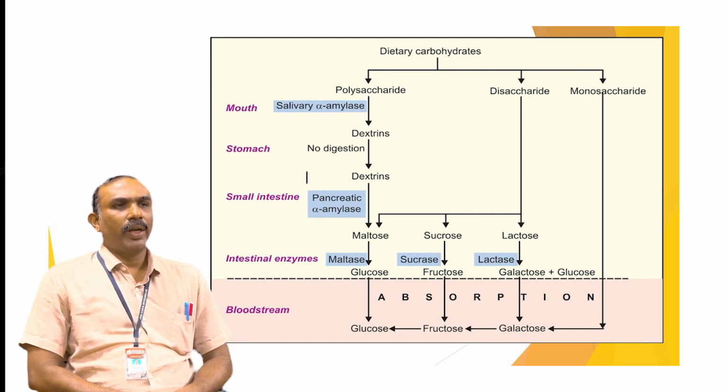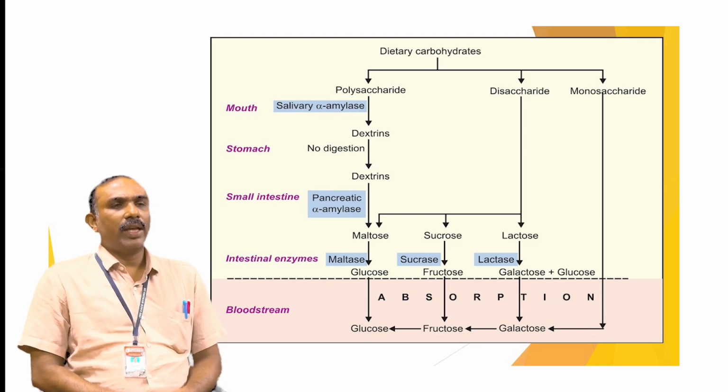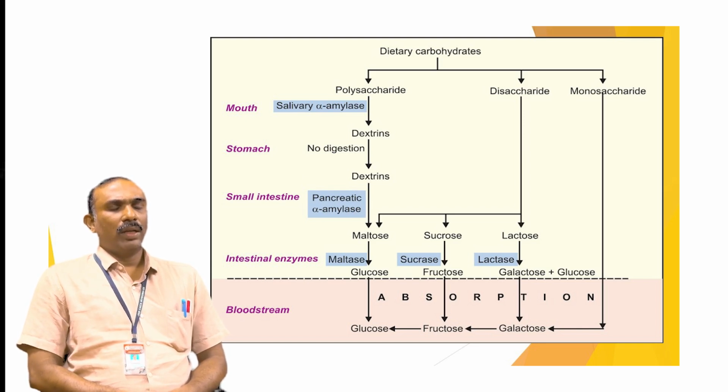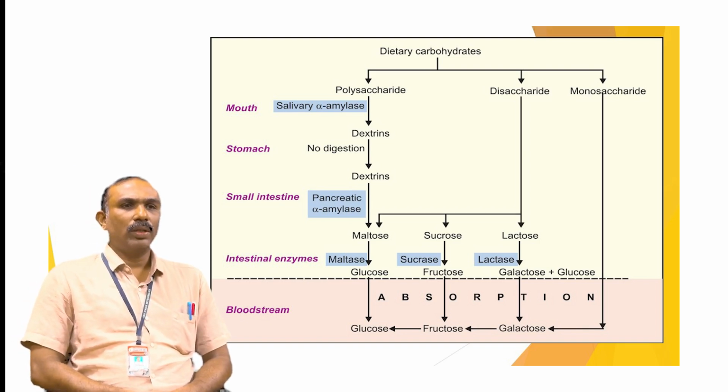There it undergoes breakdown, the catabolic pathway, by the pancreatic amylase, which gives rise to maltose after the pancreatic amylase digestion. Then the disaccharides, after breakdown, give the monosaccharides. Disaccharides include maltose, sucrose, and lactose. These disaccharides again undergo the catabolic pathway and give monosaccharides like glucose, fructose, and galactose.